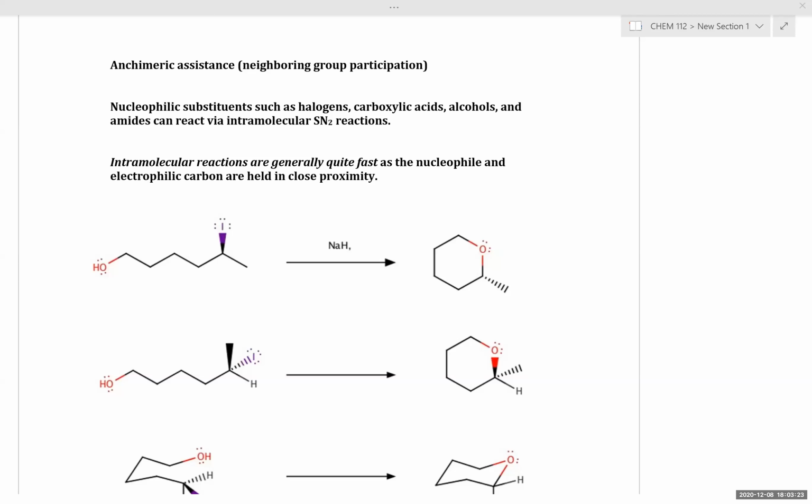Okay, so when we last left off, we discussed the Sn2 reaction. Now it's time for us to talk a little bit about some added quirks of the Sn2 reaction and some interesting cases when we start to observe intramolecular reactions, or reactions where there is an internal nucleophile present in our molecule. So, nucleophilic substituents such as halogens, to a lesser extent, and mainly carboxylic acids, alcohols, amides, and amines can react via intramolecular Sn2 reactions.